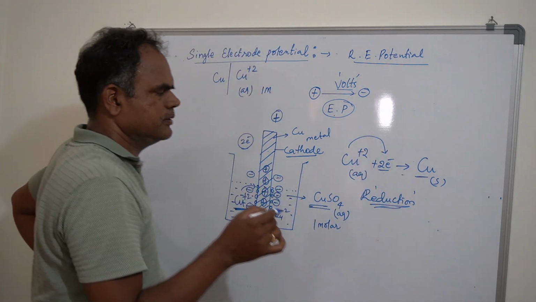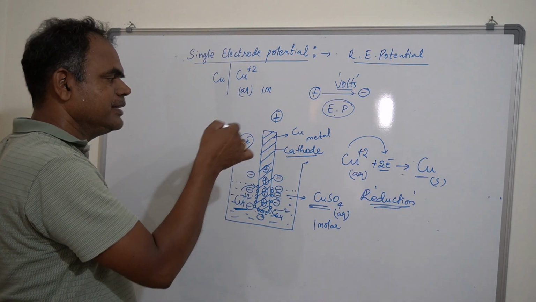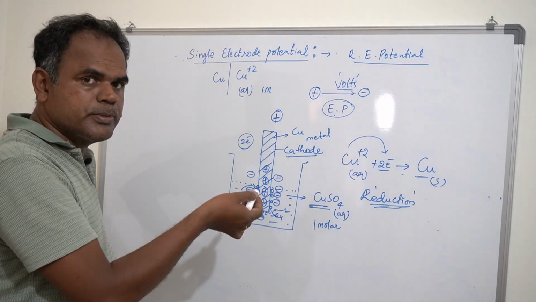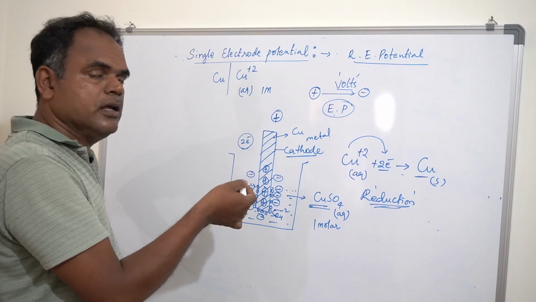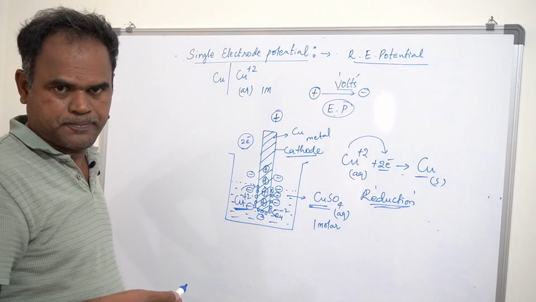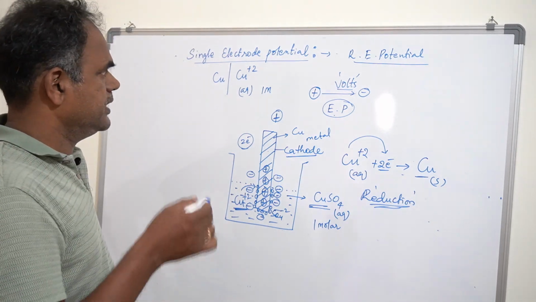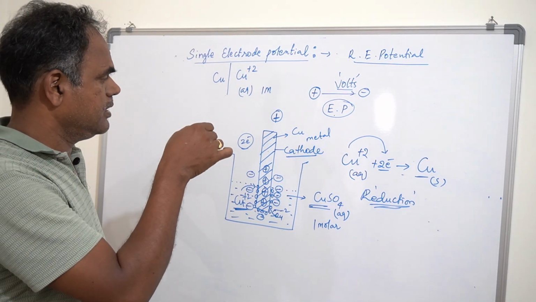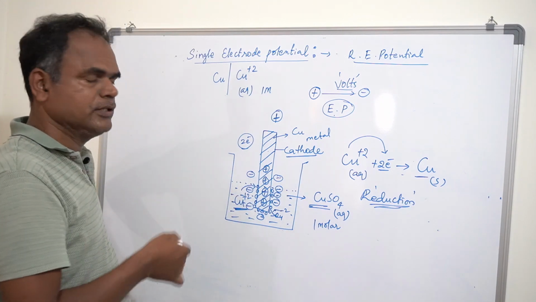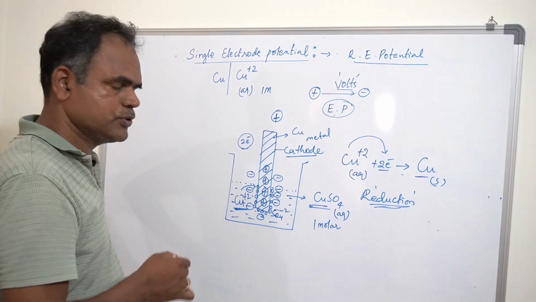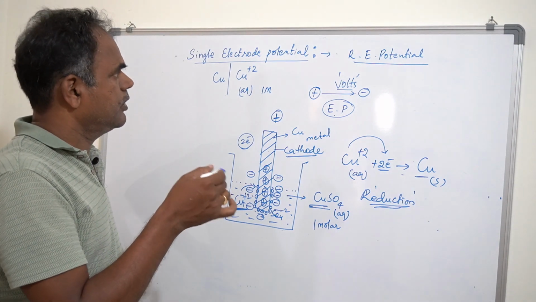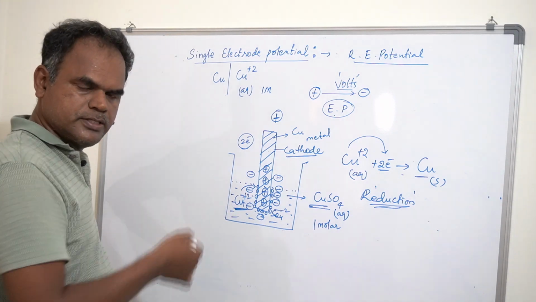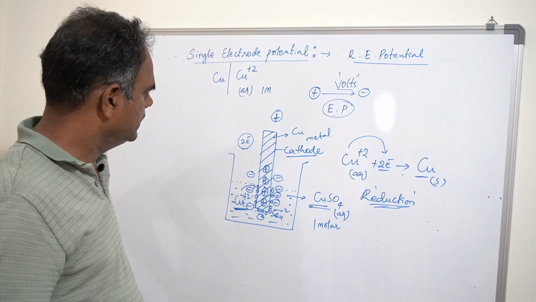Reduction electrode potential takes place in one half cell of an electrochemical cell. It is a part of the electrochemical cell, a half cell of the electrochemical cell. It is not a complete cell. So there is reduction electrode potential that takes place at the cathode electrode. At the anode electrode, there is oxidation electrode potential that takes place in another half cell of zinc metal placed in the zinc sulphate solution.